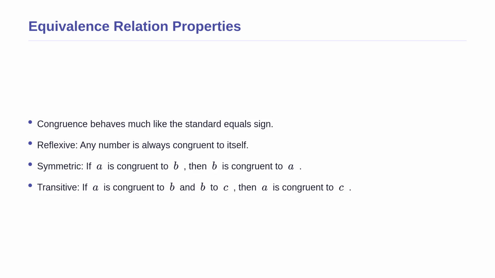First, it is reflexive, meaning any number is always congruent to itself because the difference is 0 and 0 is a multiple of any modulus. Second, it is symmetric, meaning you can swap the left and right sides freely. Finally, it is transitive, meaning you can chain congruences together. These properties are what make modular arithmetic so powerful and consistent.